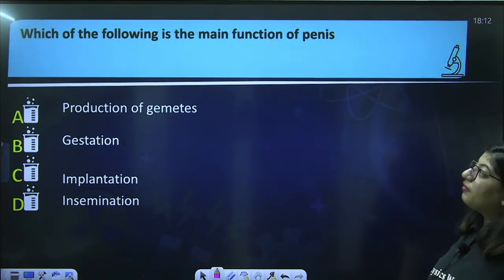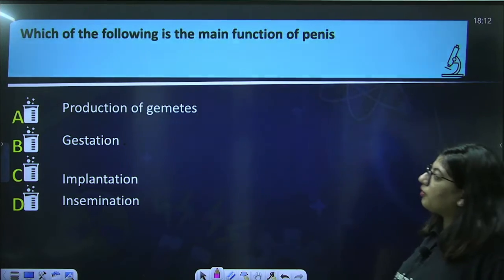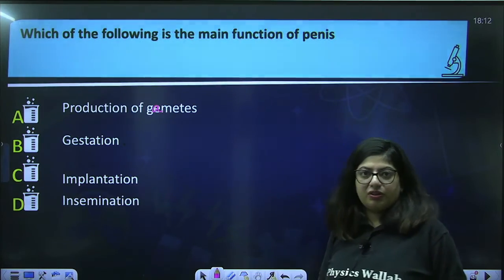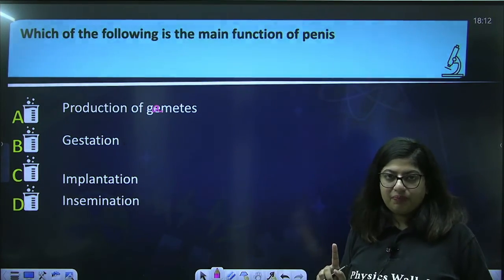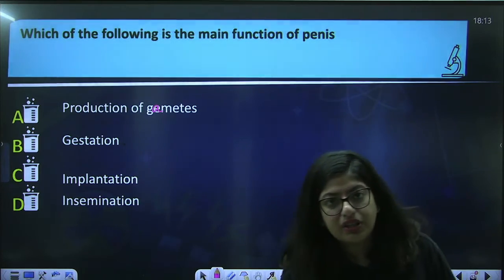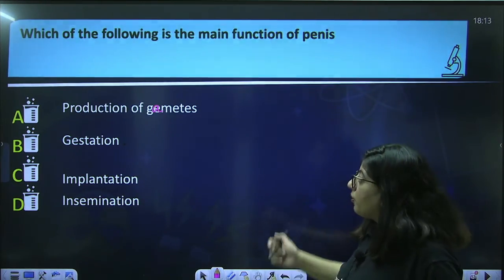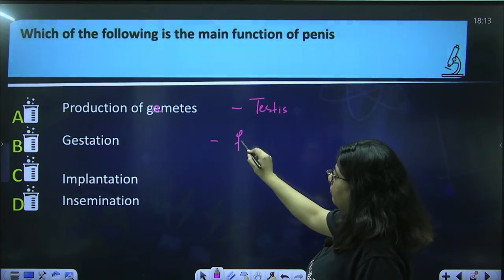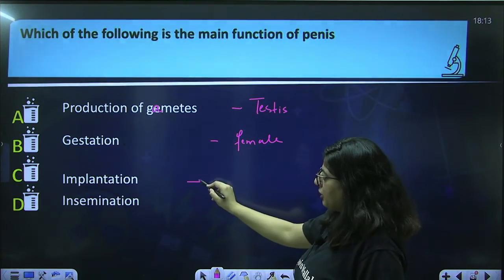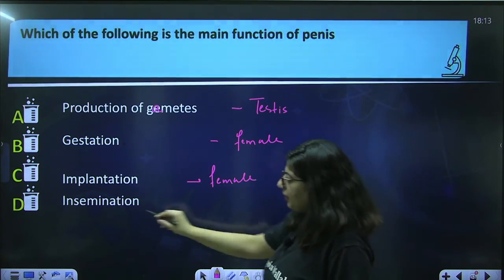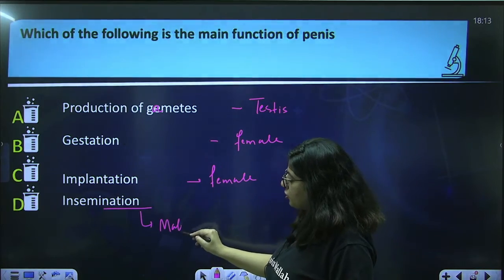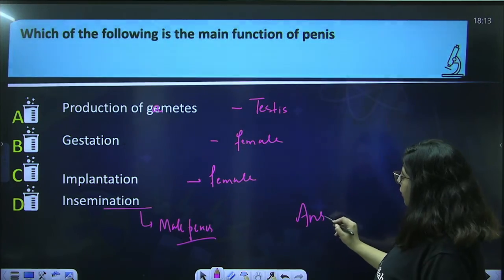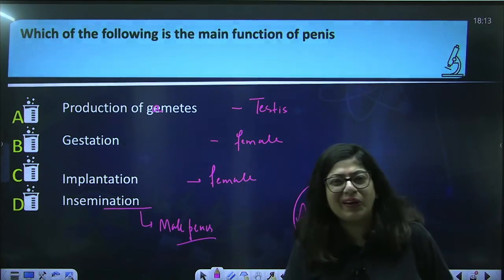Which of the following is the main function of the penis? Production of gametes, gestation, implantation, insemination. You know there are two functions of the penis, one is erection, another ejaculation. Production of gametes is a function of testes. Gestation is done by the female, male has no role here. Implantation is also in the female, whereas insemination, deposition of semen by the penis of the male, is the main role of the penis. Again D.